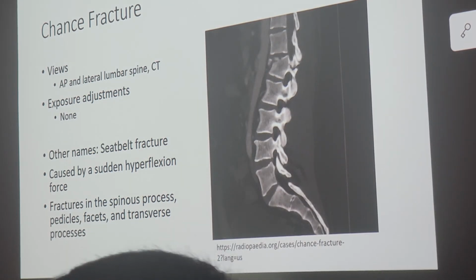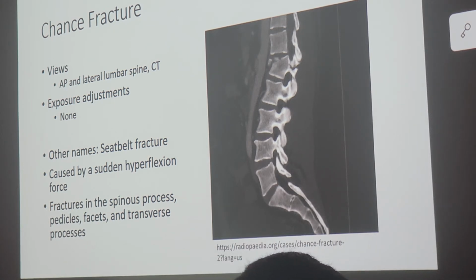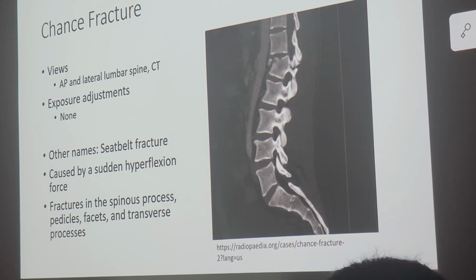So the transfraction, you know how I said the transfraction for the C, right? This is from a seatbelt fracture. Whenever people are going 100 miles an hour and they crash, what are they automatically going to do to their body? Hyperflexion, right? Causing that C. That's why I like to say C, the seatbelt. This is a sudden cause of a hyperflexion force, a car crash for example. And this is fractured in the spinous process, the pedicles, the facets, and the transverse process.